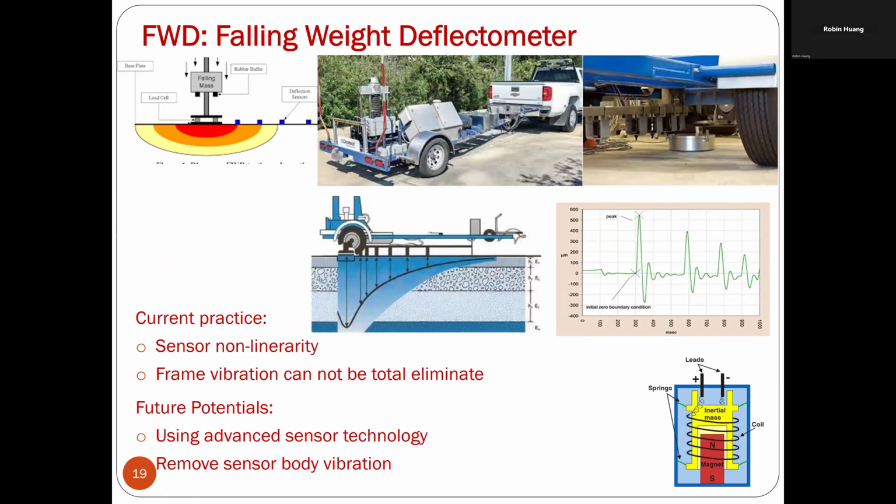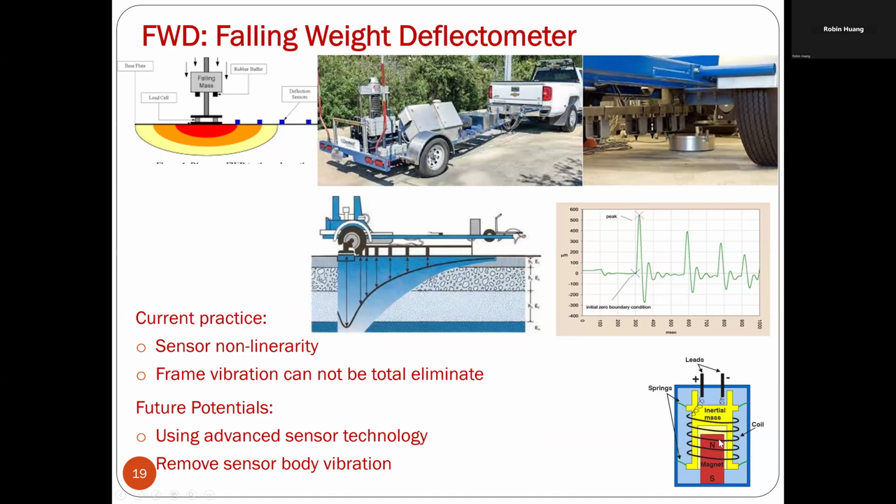Falling weight deflectometer is very popular for every DOT. It's basically a drop of weight. They use a line of sensors to pick up the vibration. Then from the vibration, they build the reflecting time and the magnitude. Then we can calculate an index for the falling weight measurement.